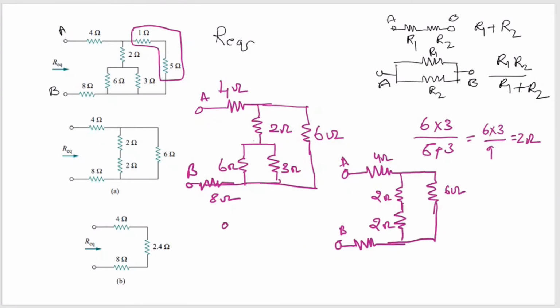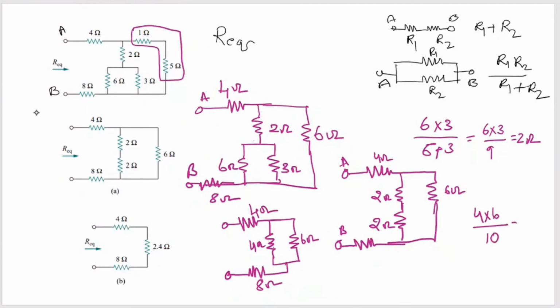So this is 4 ohms and this is 4 ohms. And this is 6 ohms, and this is 8 ohms. Now these 4 and 6 are in parallel. So 4 into 6 divided by 4 plus 6, that is 10, is equal to 2.4 ohms.